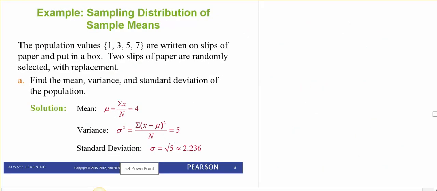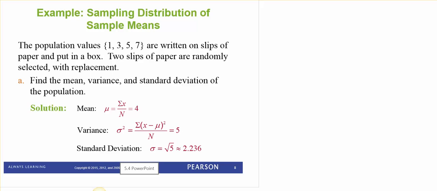So this next problem says that we're going to look at values 1, 3, 5, and 7, and we put them on slips of paper. And we only pick 2 pieces of paper. And then it says, find the mean, the variance, and the standard deviation. So, this is stupid. But we're going to walk through it anyway.